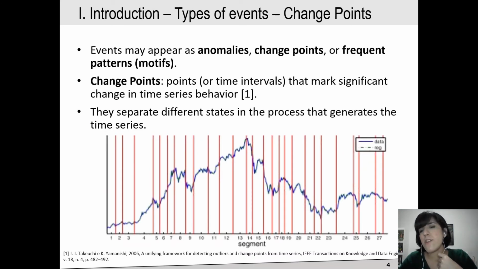A change point, on the other hand, is a point in time or a time interval that marks a significant change in the behavior of a time series. Change points separate different states of the process that generates the time series. This example shows segments of time series observations that seem to be generated by the same process, and these segments are separated by red vertical lines representing the change points.